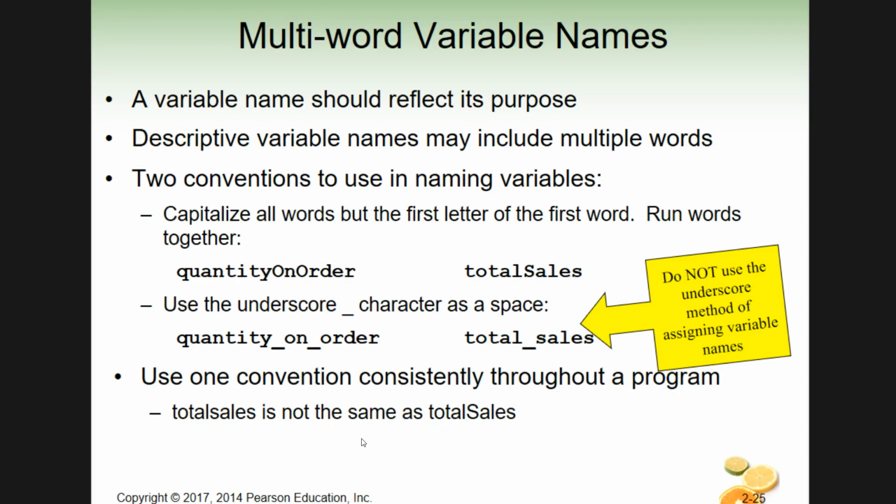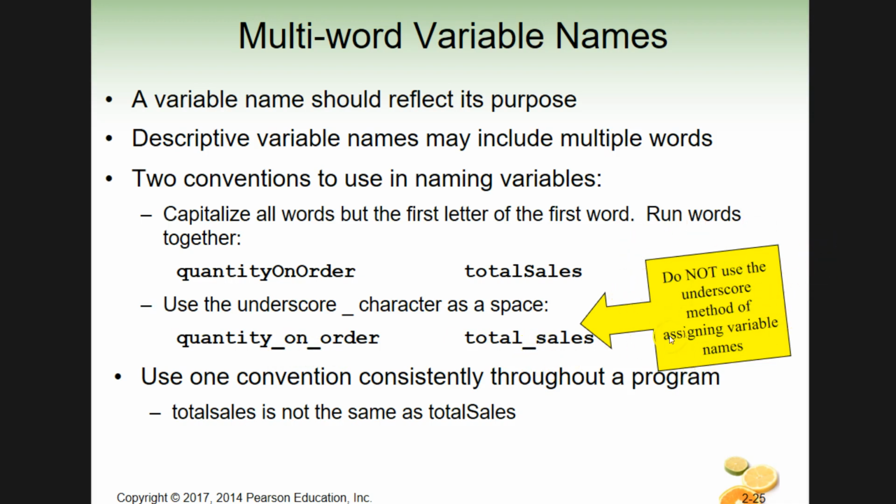Let's take a look at this really quickly. Again, a name should reflect its purpose. Descriptive variable names typically have multiple words, and you can see some examples here. There are really two conventions. The first uses underscores, so you'll see everything lowercase with underscores in between the words. That's one way of doing it.